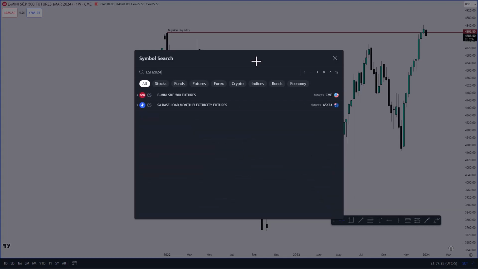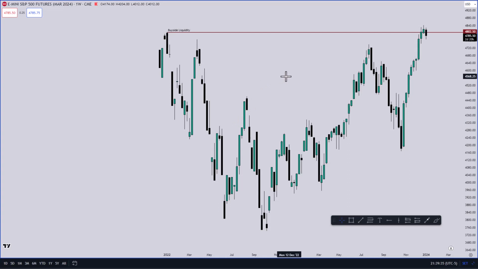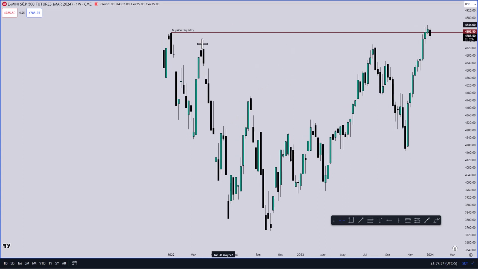So I will start off with the mini S&P 500. We'll start with the March contract, ESH 2024, which is what we're looking at right now. Start off with the weekly bias. On the weekly bias, we already hit the buy side liquidity about 2 weeks ago, the week of 18 December. So really there's no bias on that side.